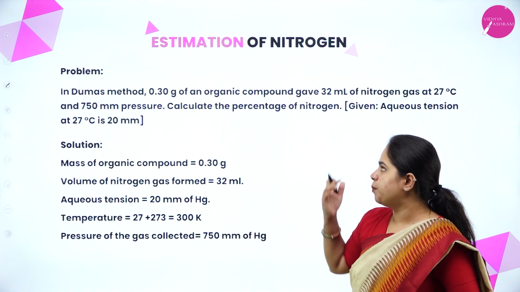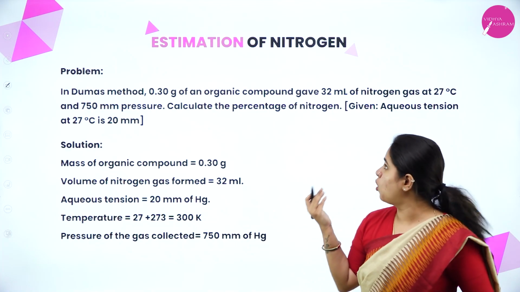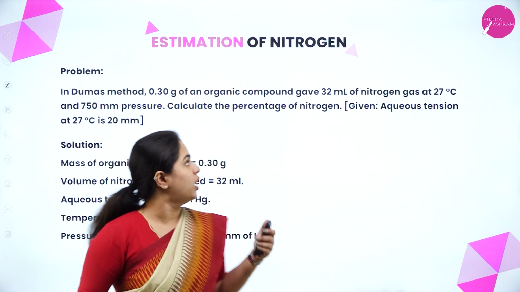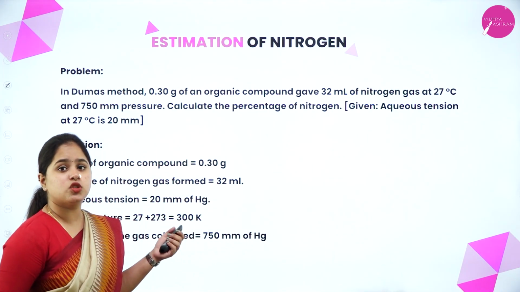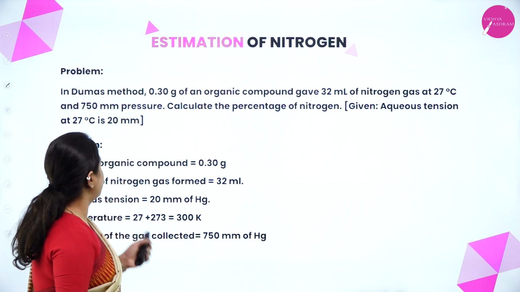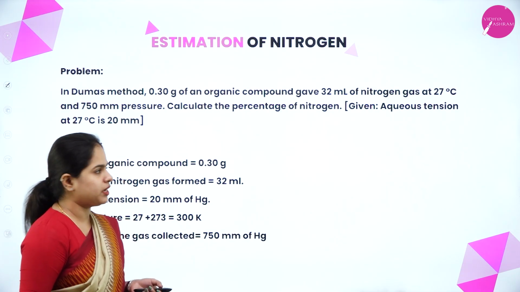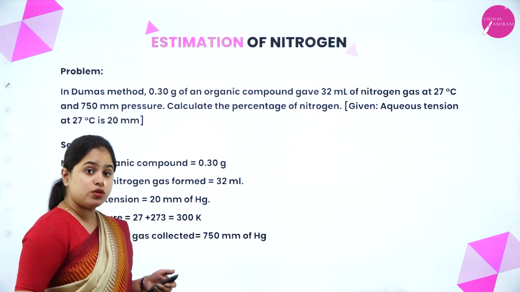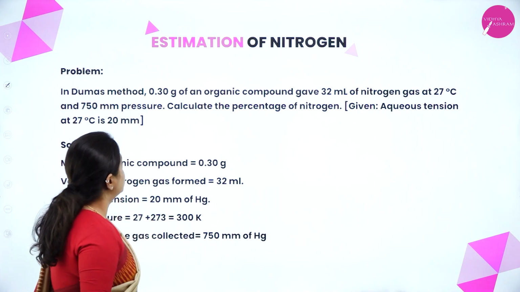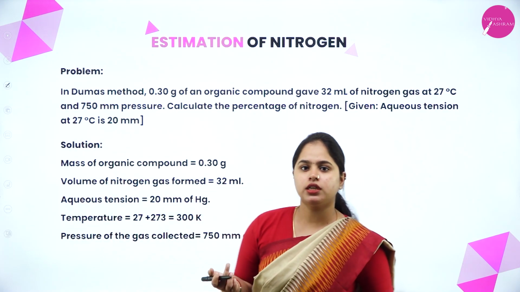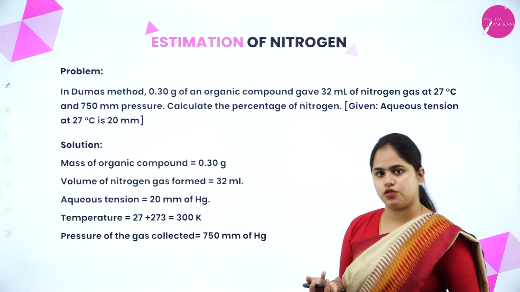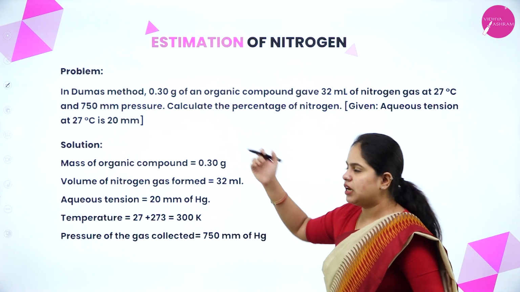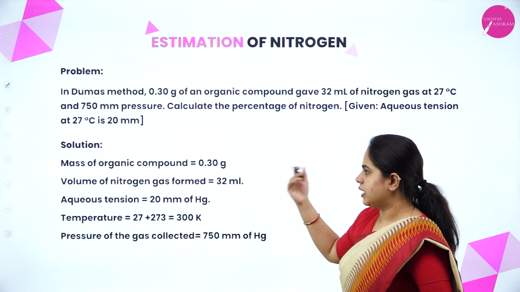In Dumas method, 0.30 gram of an organic compound gave 32 ml of nitrogen gas at 27 degrees Celsius and 750 mm mercury pressure. Calculate the percentage of nitrogen, and aqueous tension at 27 degrees Celsius is 20 mm. So, pressure is also given, aqueous tension is also given, the temperature, masses and everything is given. So, let's write one by one.